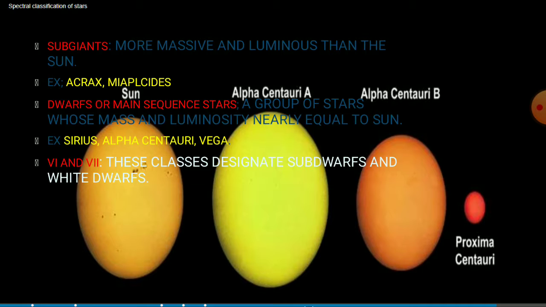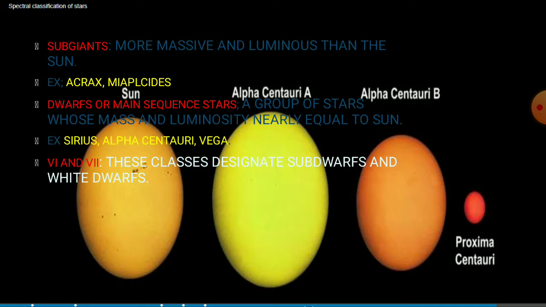Next, dwarfs are main sequence stars. A group of stars whose mass and luminosity are nearly equal to the sun, we call dwarf stars or main sequence stars. So our sun is also a main sequence star. Example, Sirius, Alpha Centauri and Vega. Sirius, Alpha Centauri and Vega are seen in the background picture.